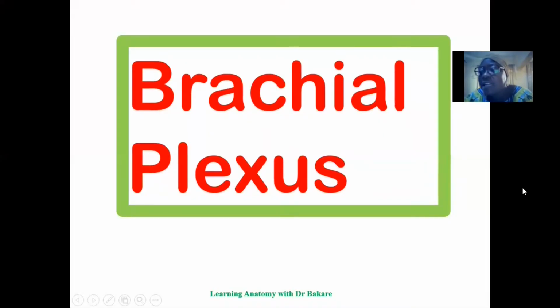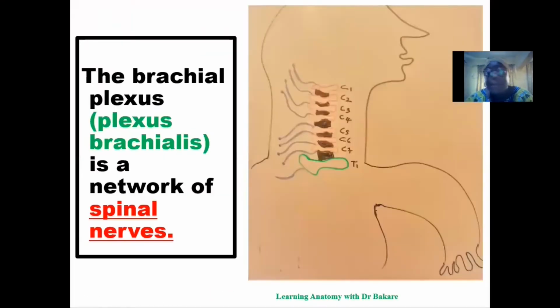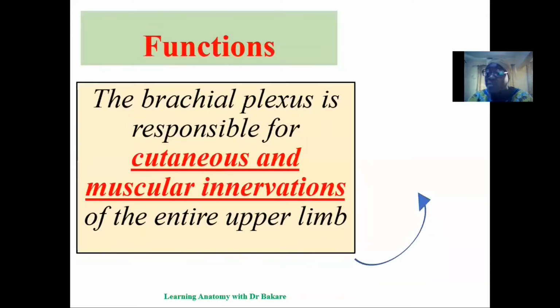Welcome. Let's look at the brachial plexus. The brachial plexus is also referred to as the plexus brachialis. It is a network of spinal nerves, made up of the lower cervical spinal nerves and also the first thoracic spinal nerve. So these nerves will come together to form a network of plexus that is called the brachial plexus. So what are the functions of this brachial plexus?